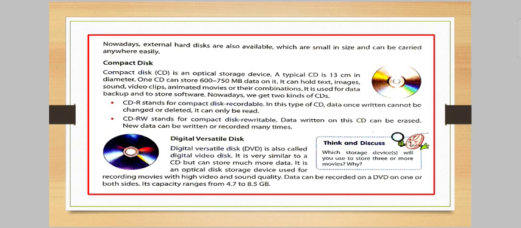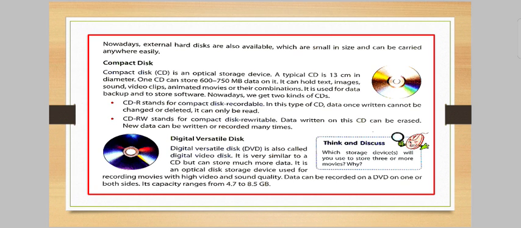Nowadays we get two kinds of CDs. First is CDR and next is CDRW. CDR means compact disc recordable. Data once written cannot be erased, cannot be changed or deleted. Next is CDRW. We can erase the data on it and rewrite the CD. So CDRW stands for compact disc rewritable. Data written on this CD can be erased. New data can be written or recorded many times.